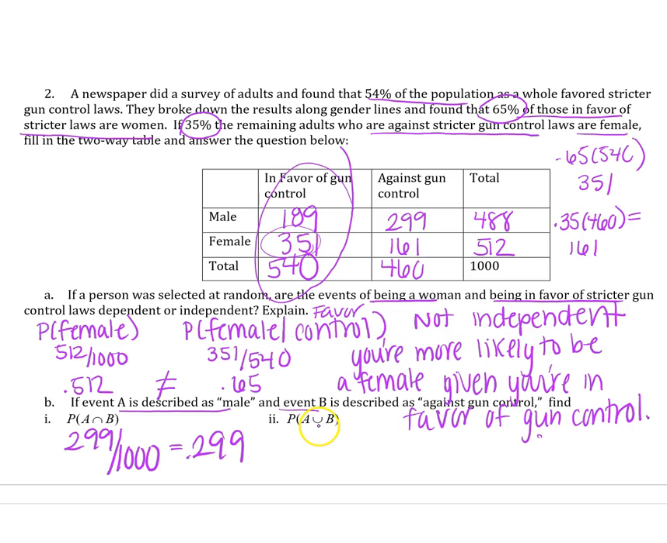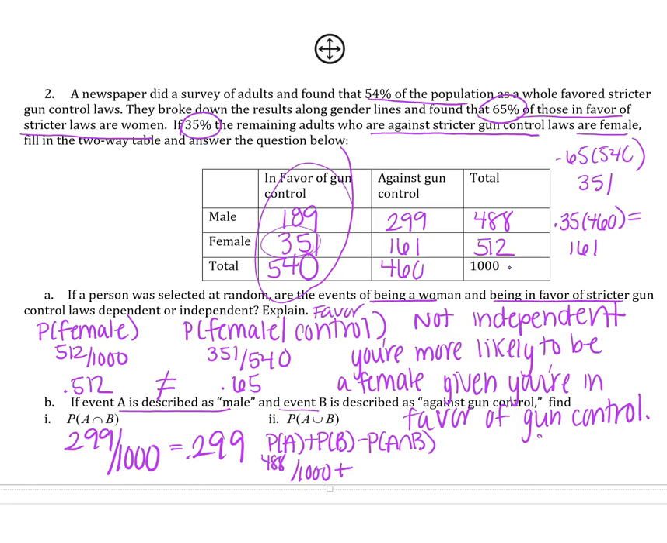Probability of male or against gun control is the probability of A plus the probability of B, take away any overlap. So that's their intersection. So probability of just being male was 540 out of 1,000, plus the probability of being against gun control, so that's 460. Wait a minute, I did this wrong. Probability of male, excuse me, was 488. There's 488 males. Whoopsies. So 488 out of 1,000.